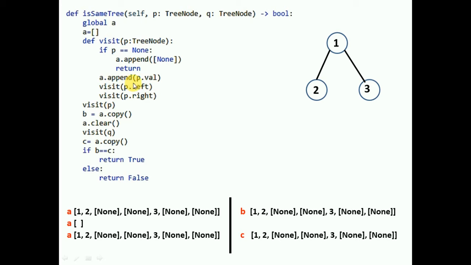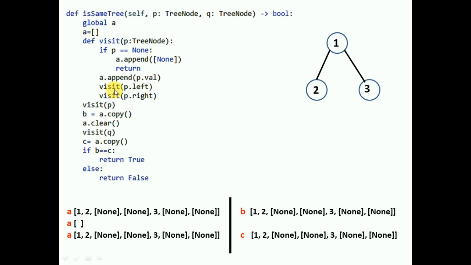So now I append a p dot val. What is p dot val? Suppose I'm at this node and call it p. If I write dot val, I'll get the value 1. If I write dot left, I'll get the value 2, the value of the node to the left. If I write p dot right, I'll get 3. If I write p dot left, I get 2.